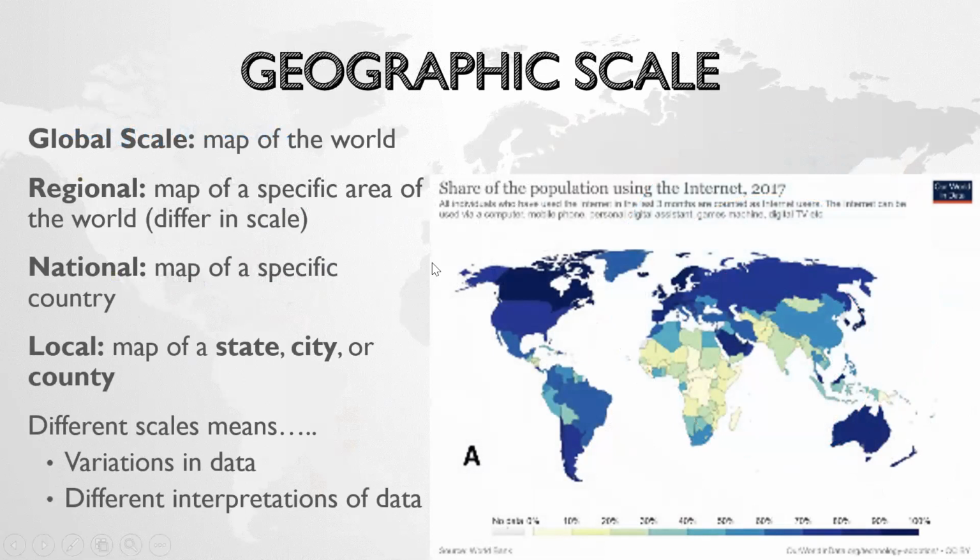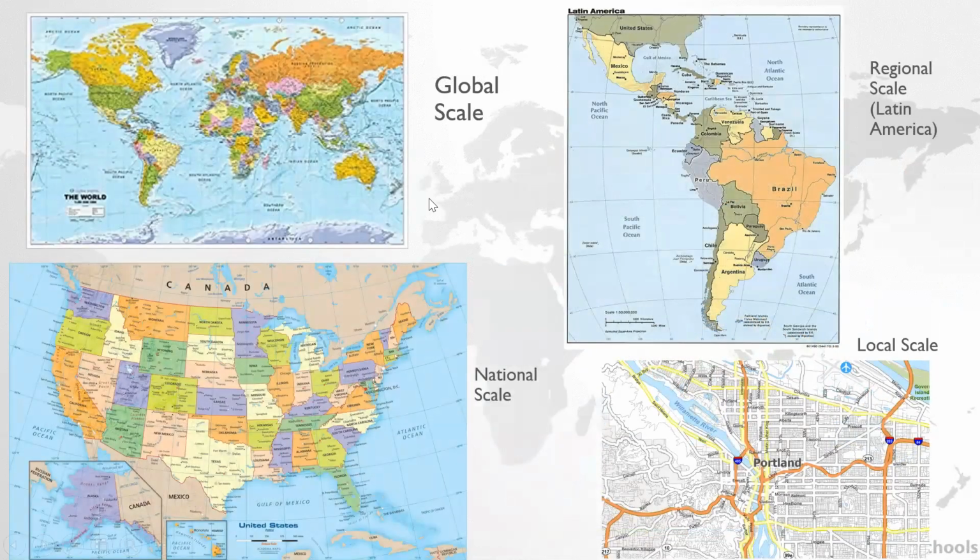So geographic scale. If we're talking about a global scale, we'd be looking at a map of the world. So this one, for instance, is a map of the world here. So it's a global scale map. Here are very concrete examples for you. Again, if we're looking at a map of the world, that's a global scale.